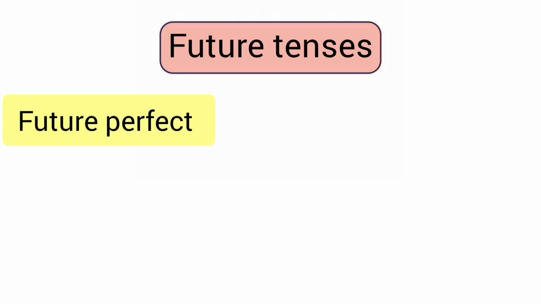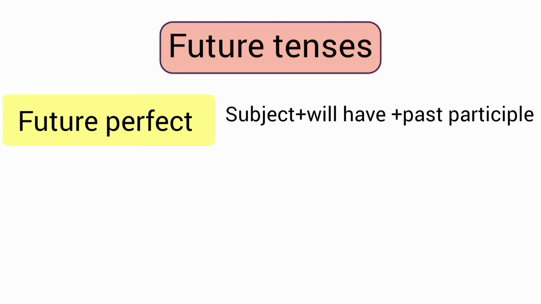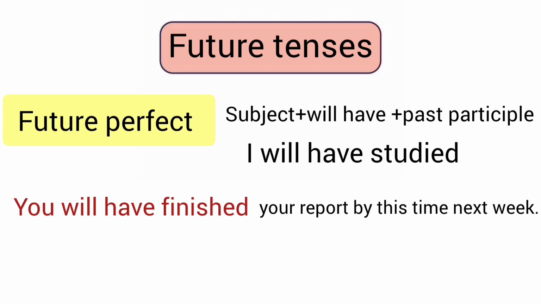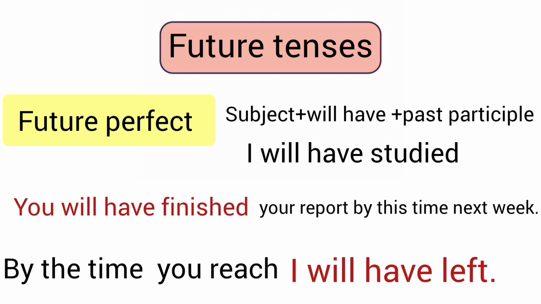Future perfect. The general formula for this tense is subject plus will have plus past participle. For example, I will have studied. We use this tense to talk about an action that will be finished in the future by a certain time. For example, you will have finished your report by this time next week. In other words, you have to finish your report before next week. Another example, by the time you arrive, I will have left.